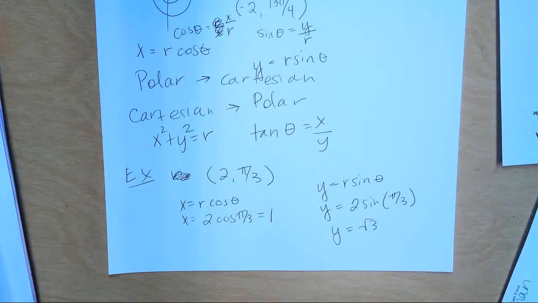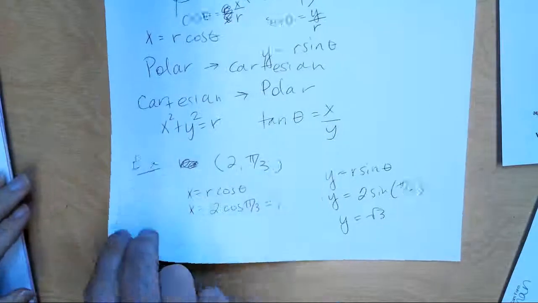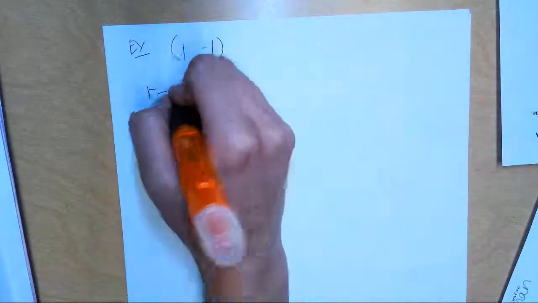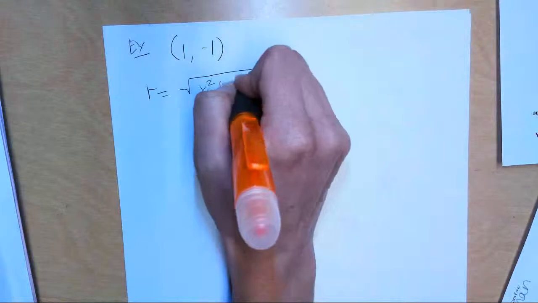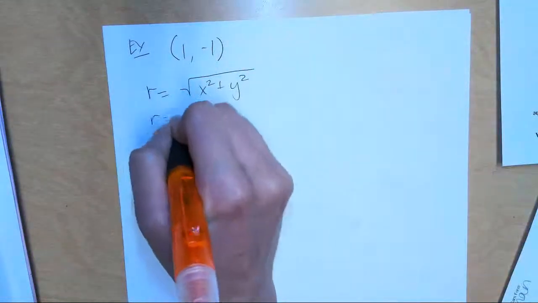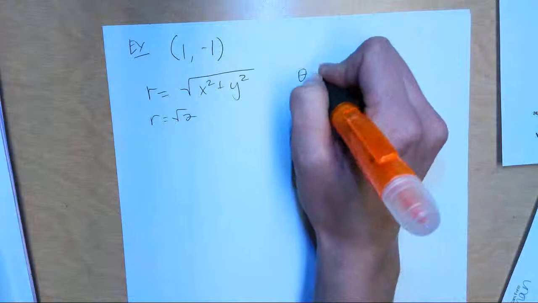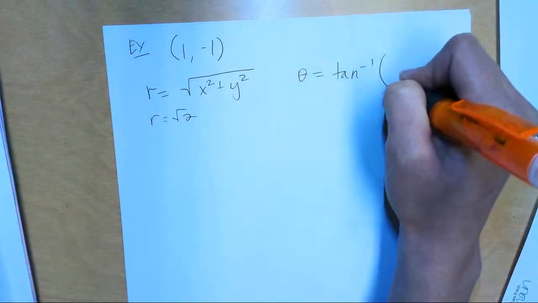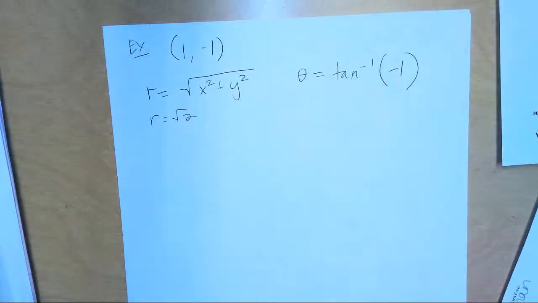Okay, when we go from Cartesian to polar, it's a ton of fun. Okay, so we're going to take the point 1, negative 1, and we're going to put this into polar. So we know that r is equal to the square root of x squared plus y squared, which is root 2. And we know that theta is equal to inverse tangent of y over x, or negative 1. What's the inverse tangent of negative 1?